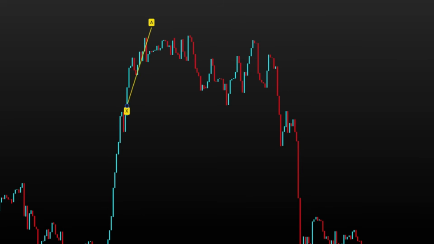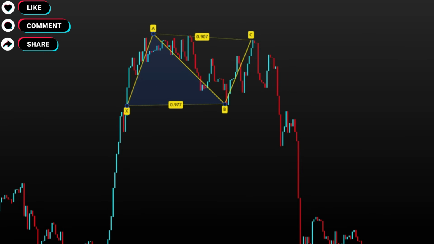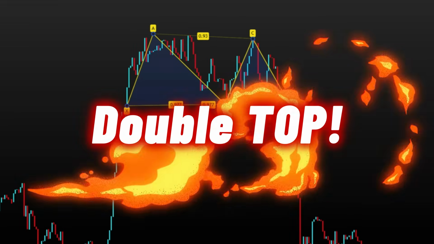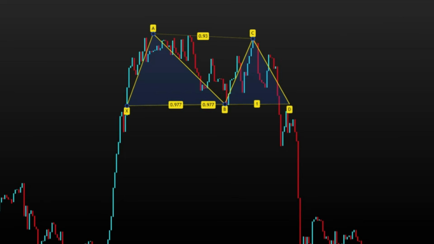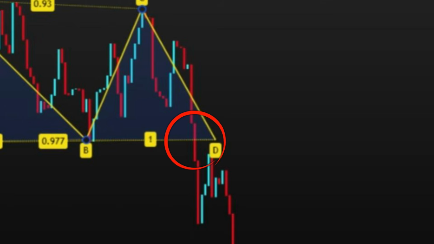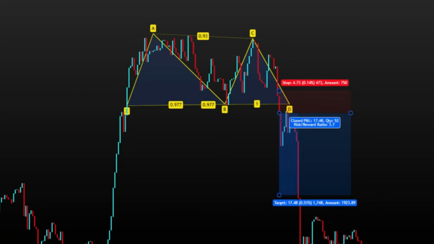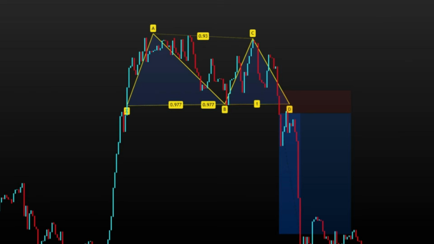On the flip side, we have a double top, which forms at the end of an uptrend. It signals the opposite, a momentum shift from bullish to bearish. So when the price breaks the neckline of the double top, that's your cue to enter a trade with full confidence that a trend reversal is underway.